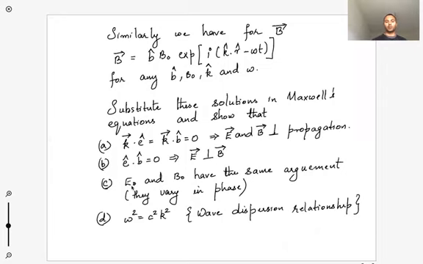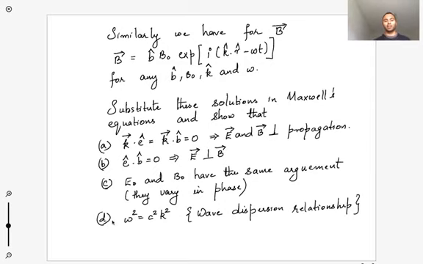You'll also show that E naught and B naught have the same argument. So they can be complex numbers, but their angles have to be the same. Their arguments have to be the same. And also you'll show that omega squared equals c squared times k squared. So you can't choose an arbitrary k and an arbitrary omega. They are both related through what is called the dispersion relationship.